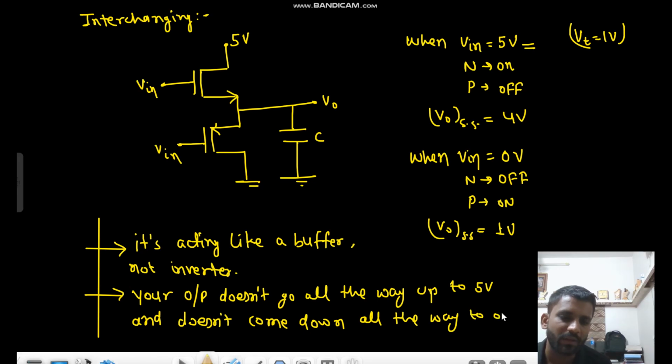Okay, so they can ask you this question, why can't we interchange, and when we interchange what would be the analysis, that also they can ask. So these kind of questions can be asked. So now you know the reason, right? The first thing is that it won't act as an inverter. The second thing is that your output is not going all the way up to 5 volt, neither is it coming all the way down to 0 volt. Okay, so I hope you have understood this concept. Okay, thank you.